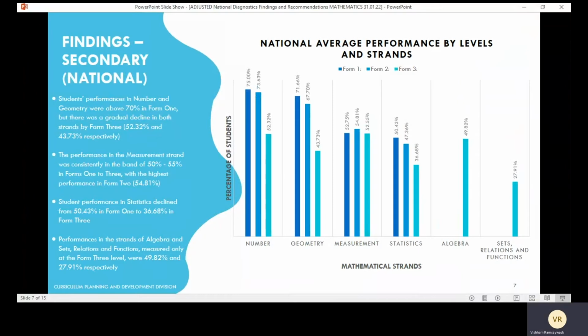Students' performances in number and geometry were above 70% in Form 1, but there was a gradual decline in both strands by Form 3.